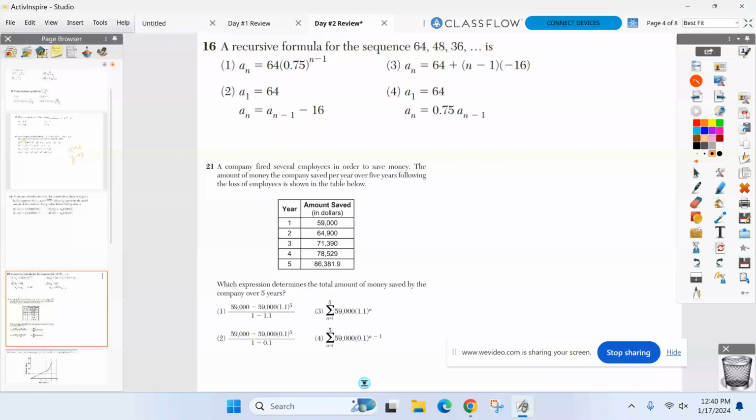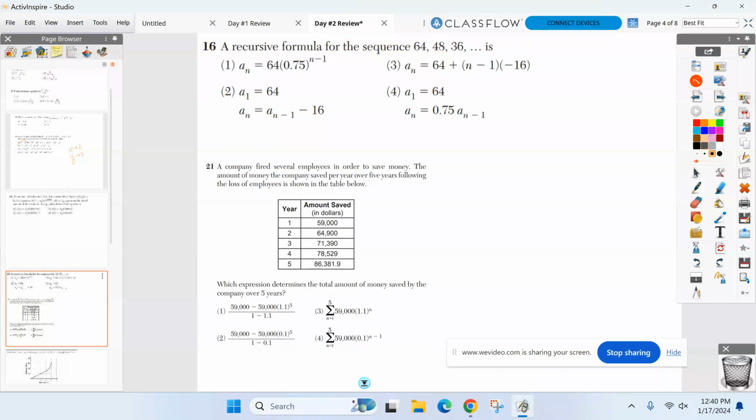All right, let's go. 16. You're going to see a lot of repetition here. We're in day 10 of review, so a lot of repetition. Which recursive formula represents that sequence? Please eliminate 2 of them right now, because you know what a recursive formula looks like, and that is not it.